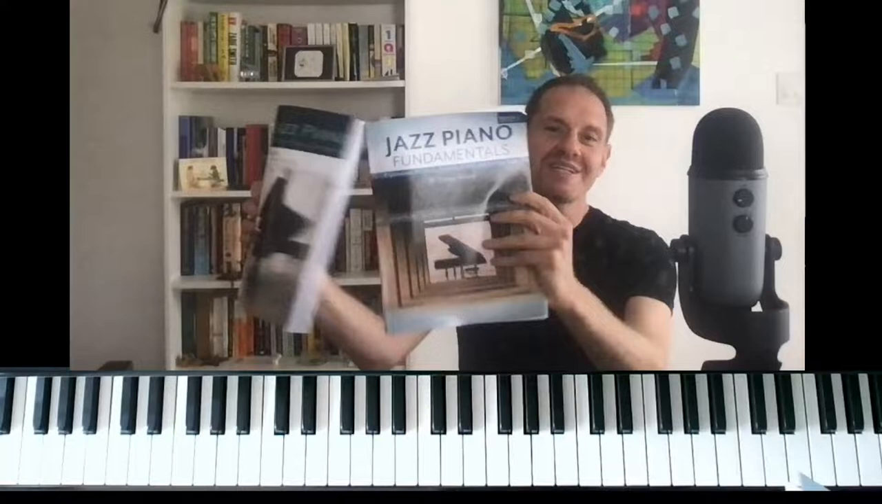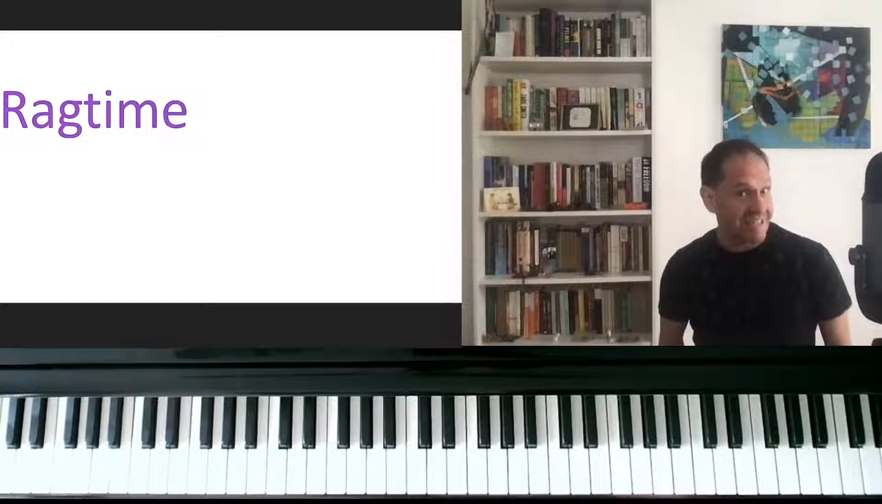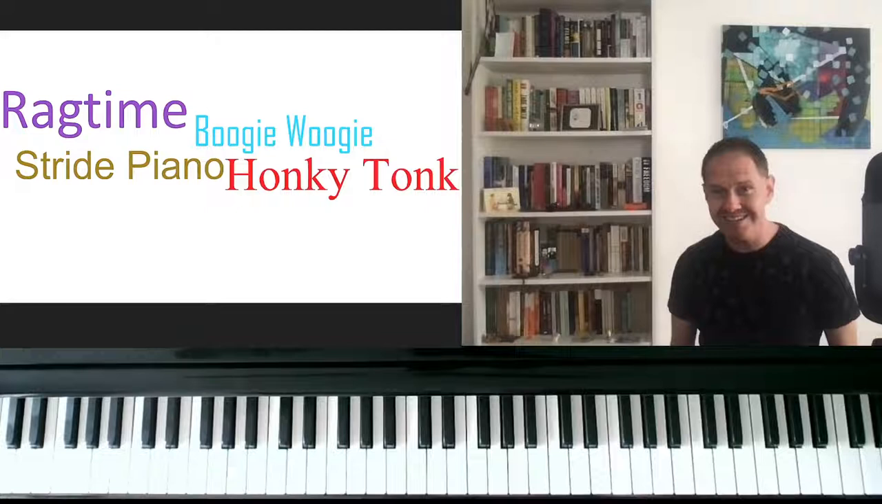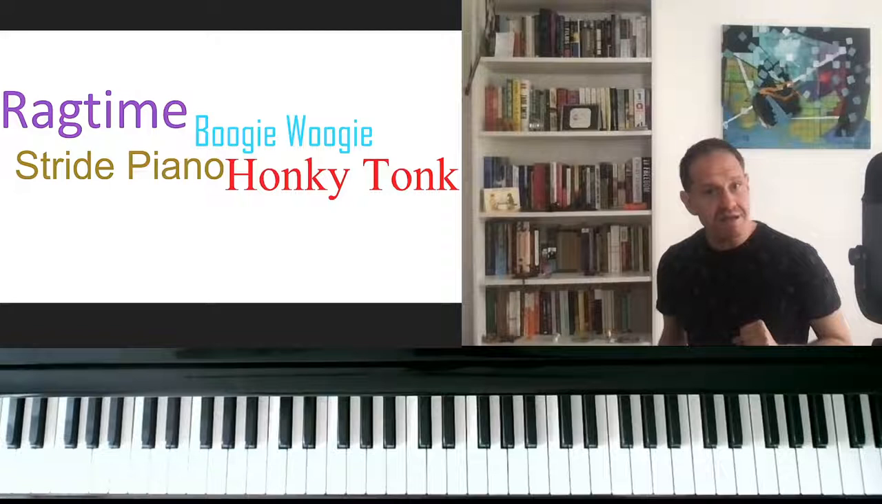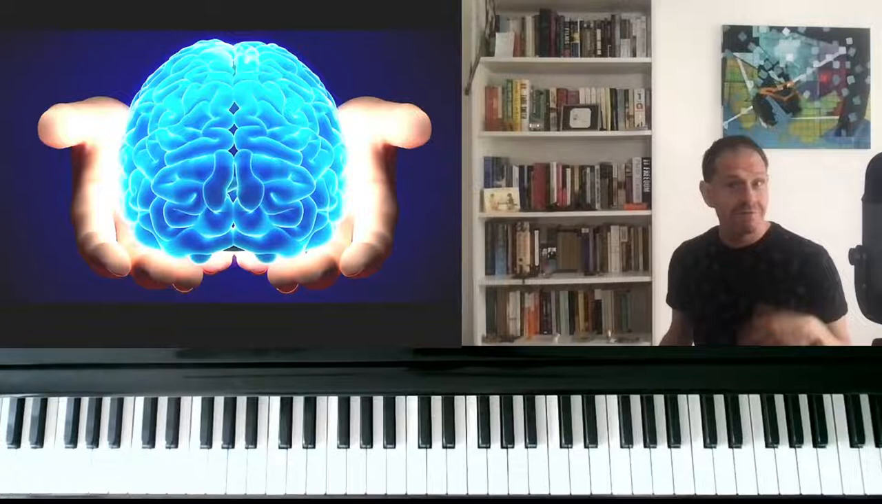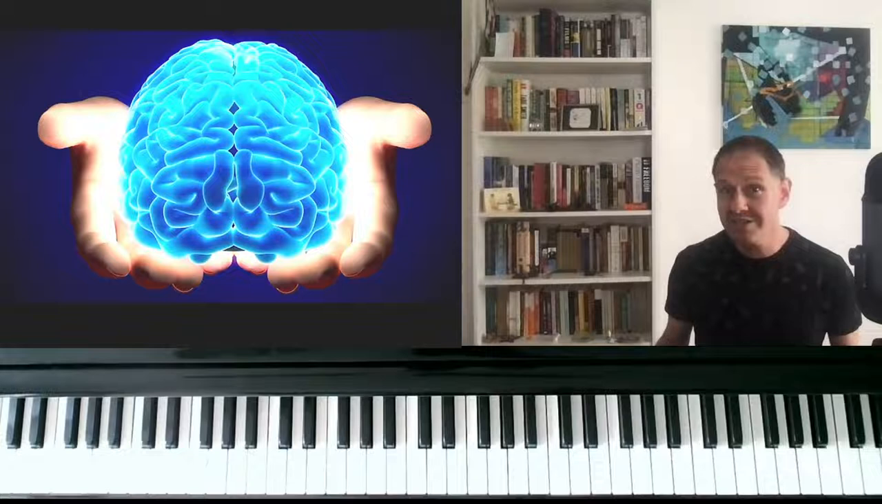And today I want to share with you the difference between four important historical jazz piano styles. Those styles are ragtime, stride piano, boogie woogie, and honky tonk. Look at my fancy PowerPoint over here. And my hope is that as I describe these styles, not only will you gain understanding for these styles, but you'll gain appreciation for the incredible way that jazz pianists throughout history have solved big problems related to the music.